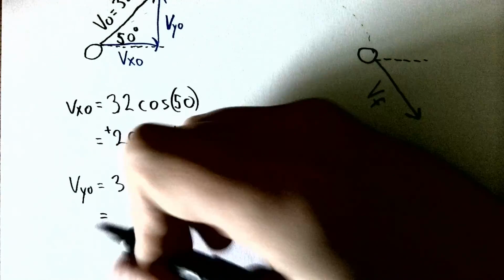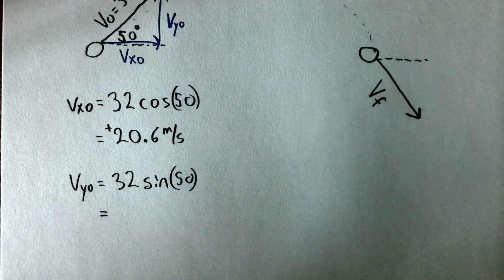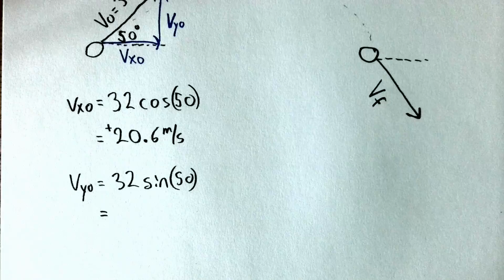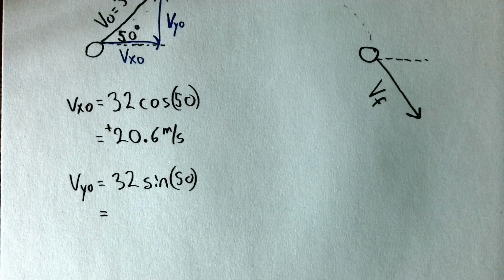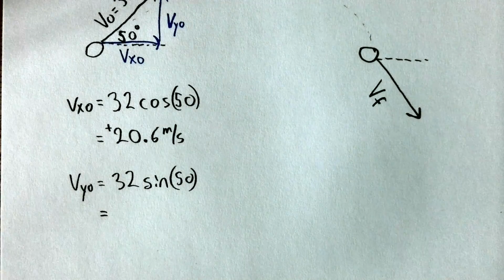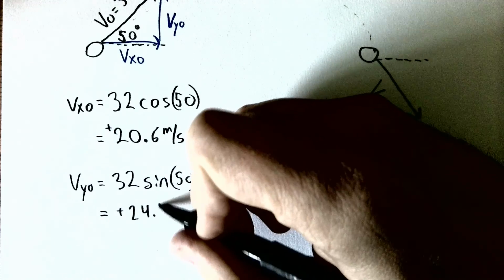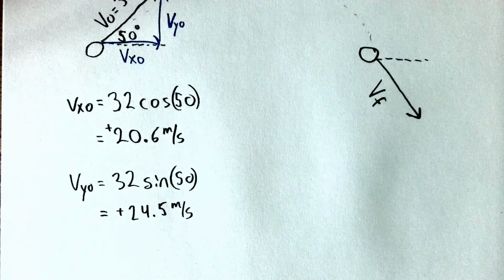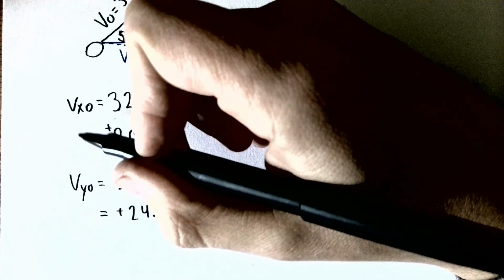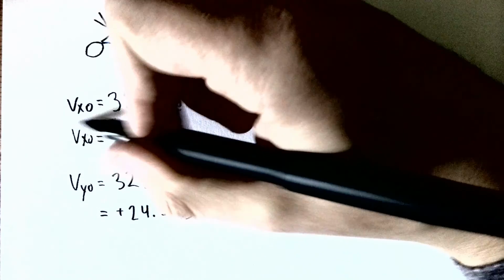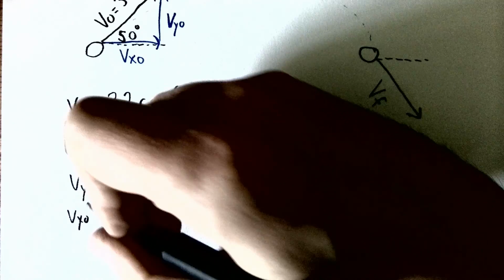So a fast way to do this in your calculator, press the up button, or if you're using a graphing calculator, click second entry, and then you just arrow over and change it to sine. 24.5? Yes. All right, thank you. And that's positive because it's moving up. All right, we've got two things already. So we should probably label them. This is Vx initial. Got it. This is Vy initial. We got it.